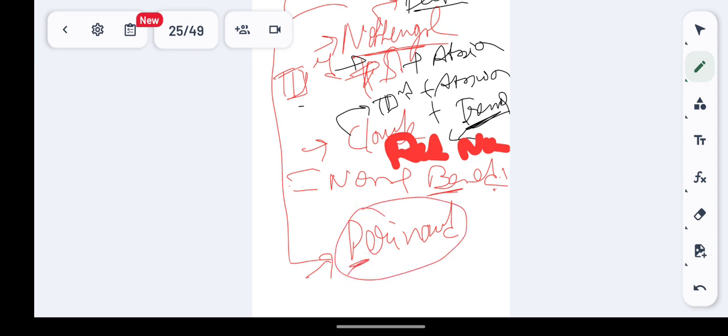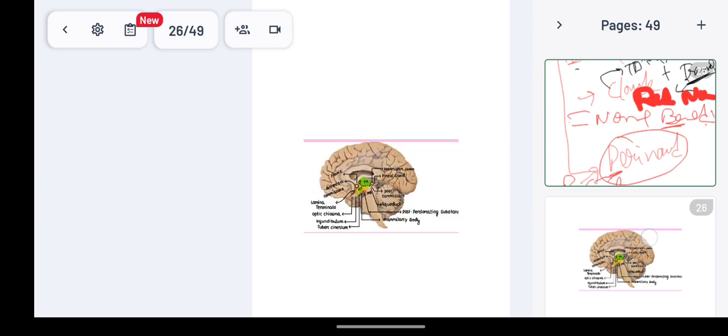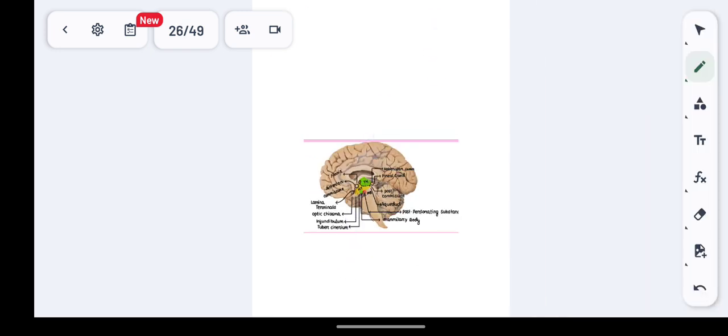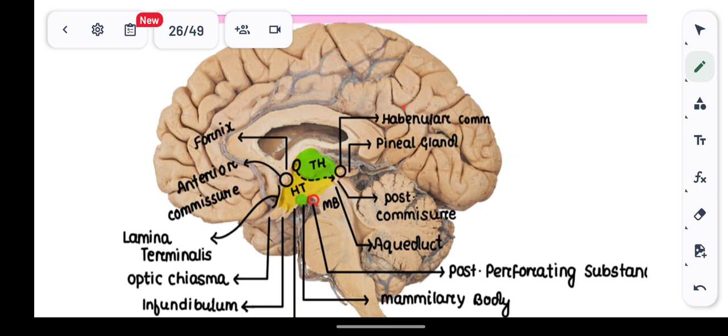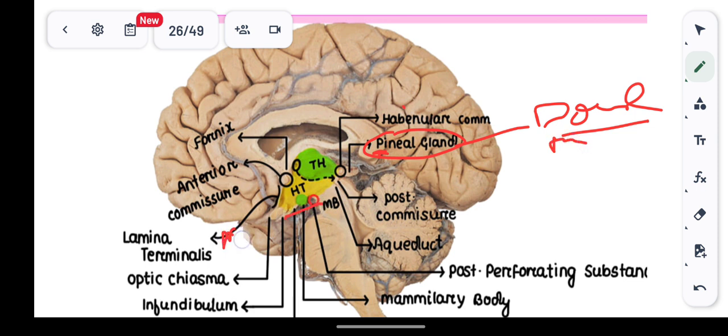So what is the cause? Pineal gland tumor. Where is the pineal gland? How will we know where the pineal gland is? We will know by this. See, here is the pineal gland, and is the pineal gland dorsal or ventral? It is on the dorsal side. So it will cause dorsal midbrain syndrome. In front of the midbrain, what was there? Here there was the mammillary body. Here there will be the colliculi, that is corpora quadrigemina, superior colliculi, inferior colliculi. So dorsal. The pineal gland tumor will impinge on the colliculus.